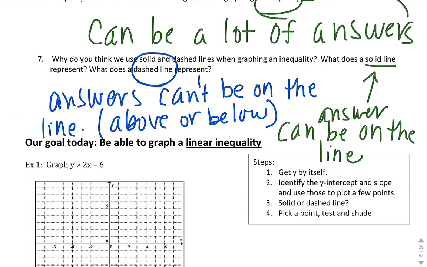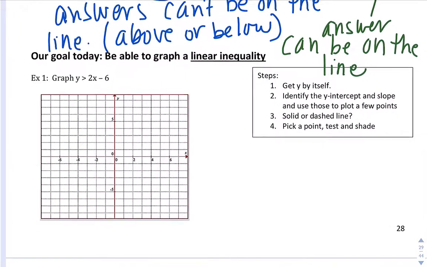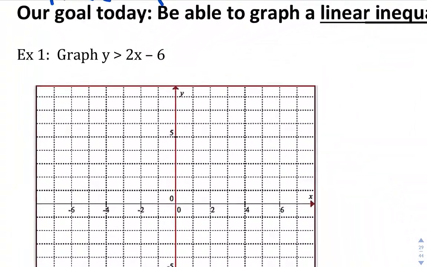So we're going to take a look today at how you graph linear inequalities. I put the steps in a box here. You're going to get y by itself, unless it already is, because then we can identify the slope and the y-intercept. We're going to use those to plot a few points. We're going to determine is it a solid or dashed line, pick a point, test, and shade. So the first one, get y by itself, and it is. So then we're going to graph.